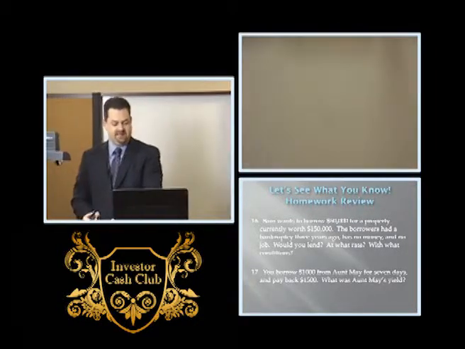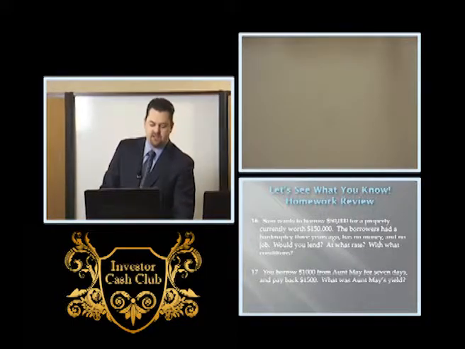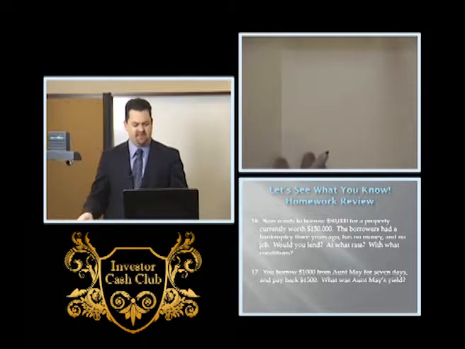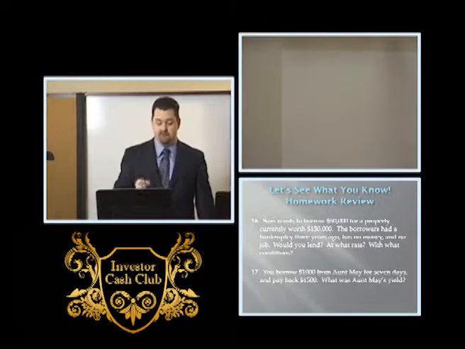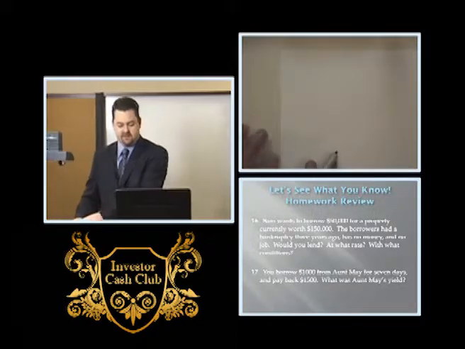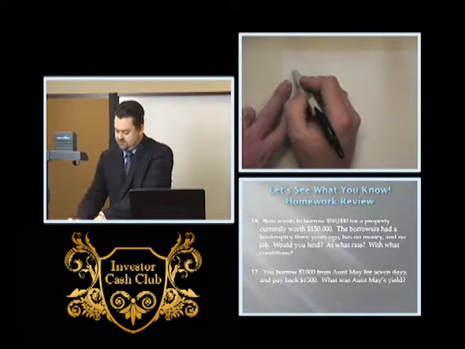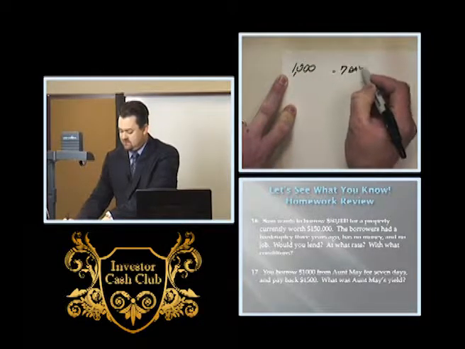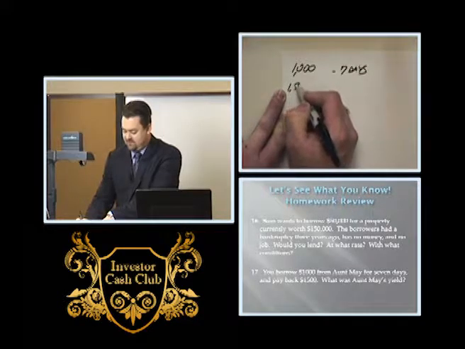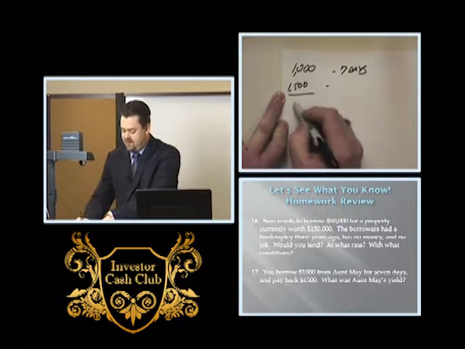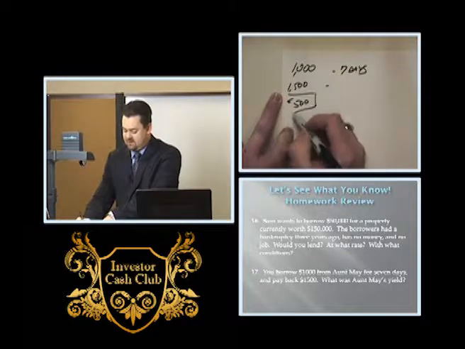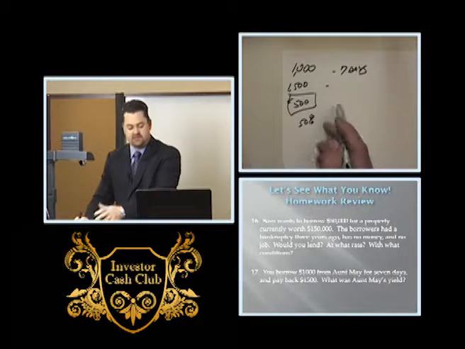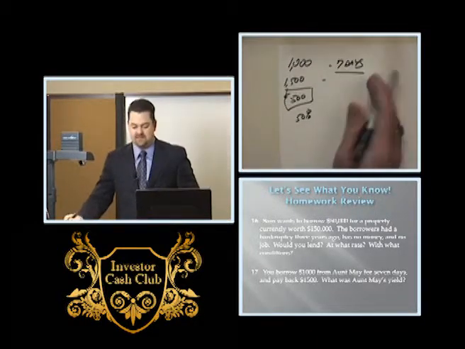All right, finally, question number 17. You borrow $100,000 from Aunt May for 7 days, and you pay back $1,500. What was Aunt May's yield? Okay, this is a fun one. I love these. So Aunt May gives us $1,000. In 7 days, we pay Aunt May back $1,500. So Aunt May made $500 on a $1,000 investment, which represents a 50% return if this was a 12-month loan. However, it happened in 7 days.